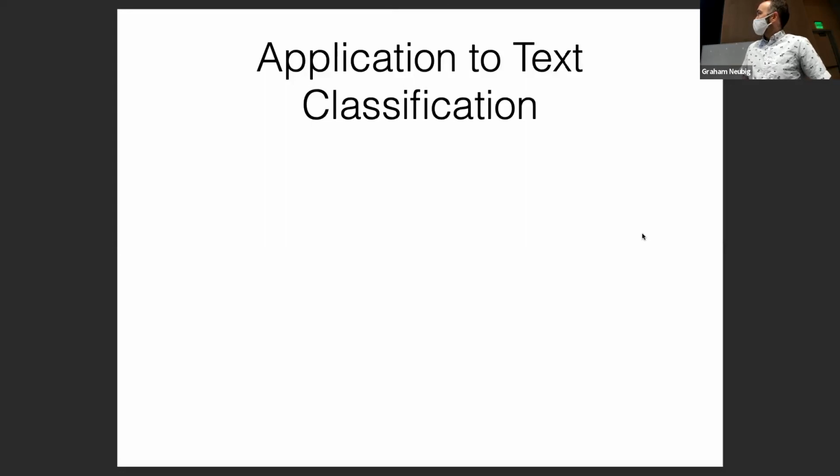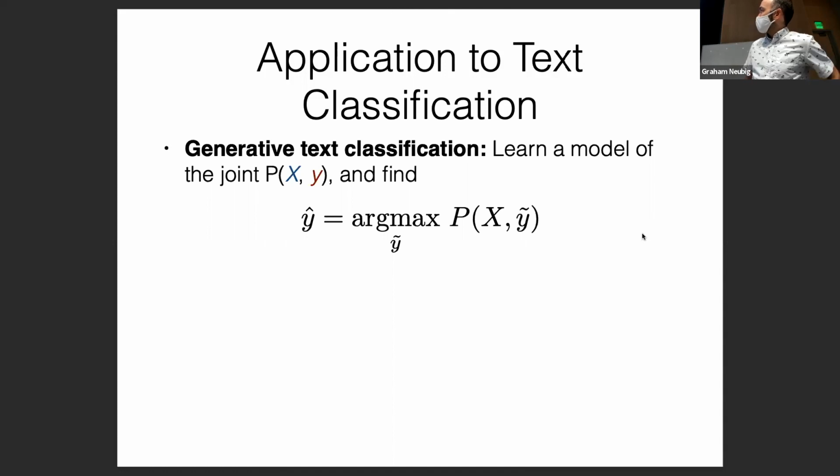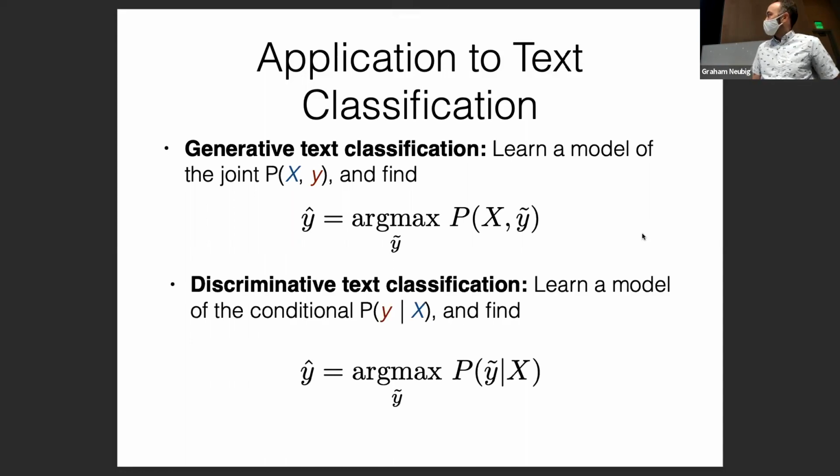So if we look at an application to text classification, basically what generative text classification does is it learns a model of the joint probability of the text and the label of the text, and then it tries to find the label that maximizes this joint probability. Whereas a discriminative model learns a model of the conditional probability of the label Y given X and finds a label that maximizes this. The difference isn't super large in the equations, but the actual way you implement it can be pretty significantly different.